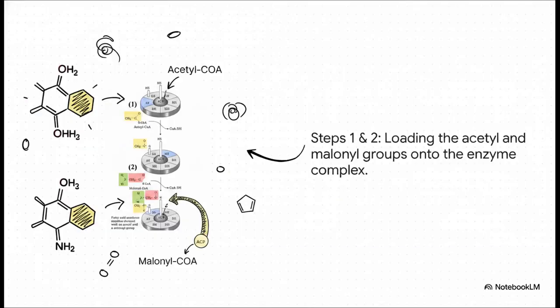First things first, you gotta prime the machine. So in steps 1 and 2, our 2 starting materials get loaded onto their designated spots. A basic 2-carbon acetyl group gets attached to a little holding bay. Then, our activated 3-carbon malonyl group gets loaded onto that swinging crane arm of the ACP.